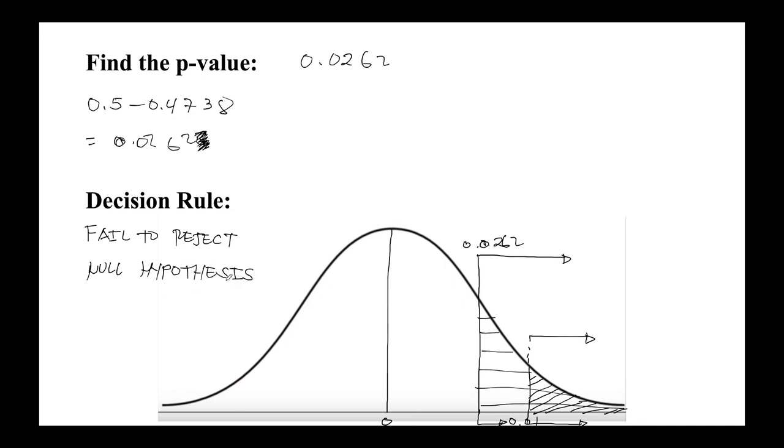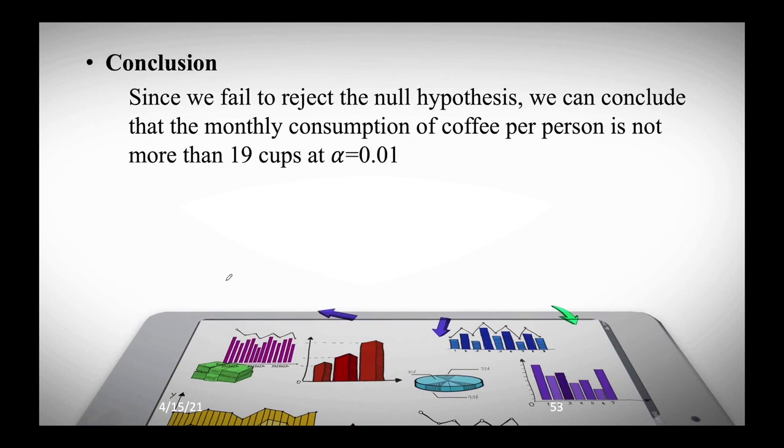Again, we don't have such thing as accept null hypothesis. Though, sa English, fail to reject, meaning accept. Mas statistically acceptable yung term na fail to reject since we don't really accept the null hypothesis. Okay, so fail to reject null hypothesis. And since that is our decision, therefore, our conclusion, since we fail to reject the null hypothesis, we can conclude that the monthly consumption of coffee per person is not more than 19 cups. So, hindi umaangat ng 19 cups monthly consumption at alpha level 0.01.